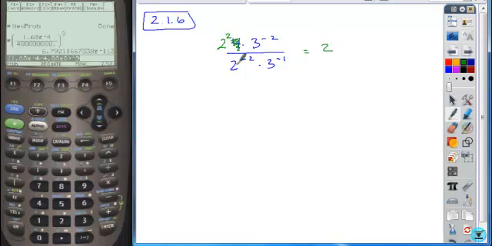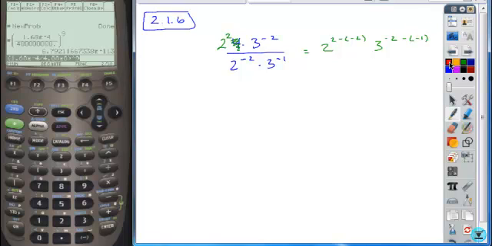When you're dividing two exponents with the same base, what do you do with their powers? You subtract the powers, right? So 2 minus a negative 2 is the power combination for your base 2. And then take your second base 3. When you divide 2 exponents with the same base, what do you do with the powers? Same thing, right? You subtract them. So you get negative 2 minus a negative 1.